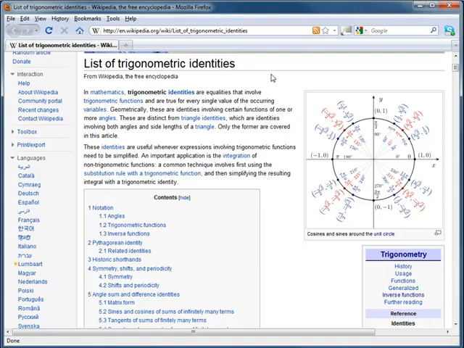that in mathematics, trigonometric identities are equalities that involve trigonometric functions and are true for every single value of the occurring variables. Now what this means in basic terms is that they're an equation that involves one or more trigonometric functions and that are true for every possible value of the variables in that equation.